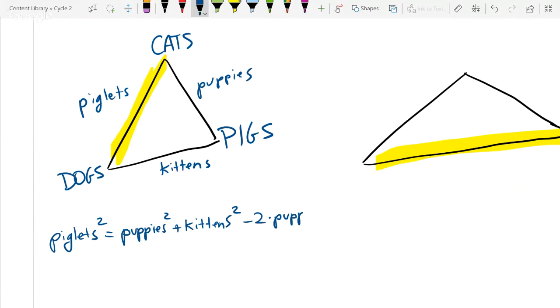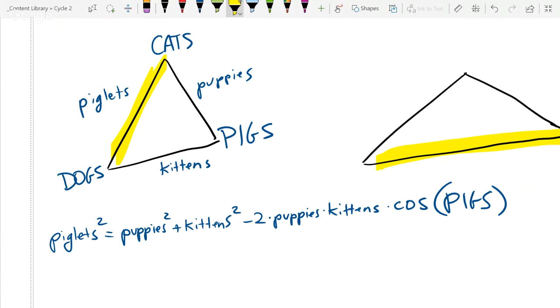Minus 2 puppy kittens. Very good. Well, actually multiplying that. Times cosine of pigs. Very good. All right. The letters don't matter. What matters is that the side you're looking for is here, its matching angle is there, and everything else are the other sides. And as Kayla noted, the order of these things is irrelevant.